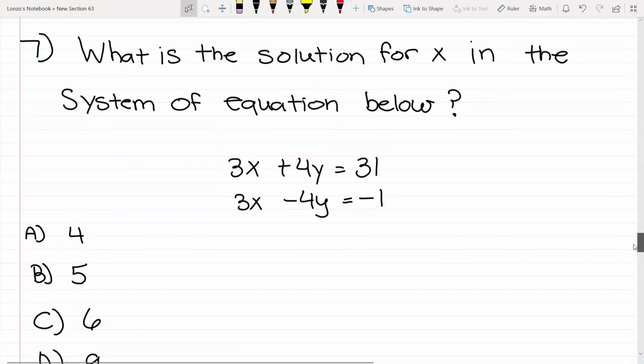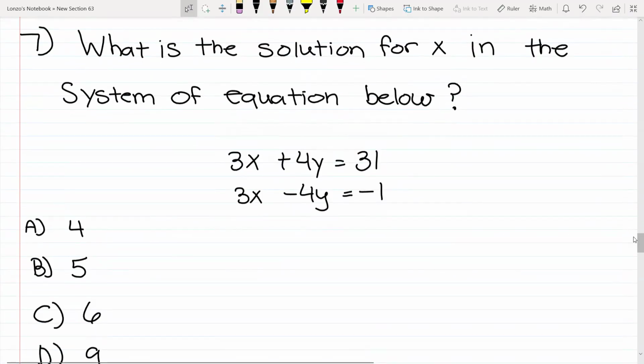Okay, question 7. So question 7 says, what is the solution for x in the system of equations below? So two options you could have done. You could have just put this easily in Desmos, 3x plus 4y equals 31, 3x minus 4y equals -1, and then figure out the point of intersection where they both meet and just look at the x coordinate. Okay. Now the other way is you could have solved this using the elimination method. So I'm going to show you if you're interested.